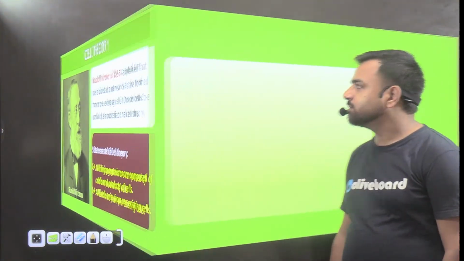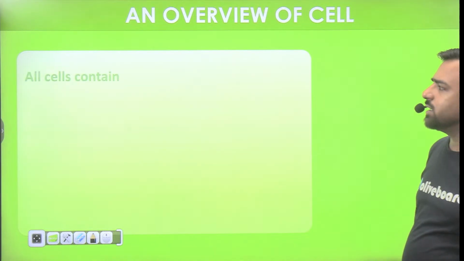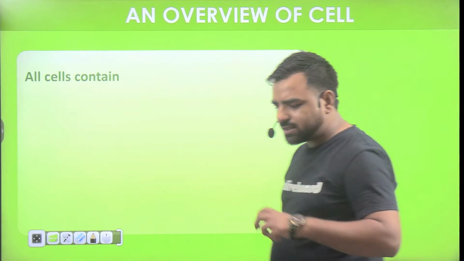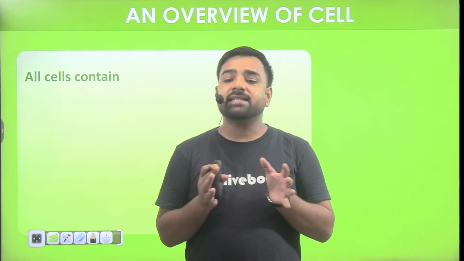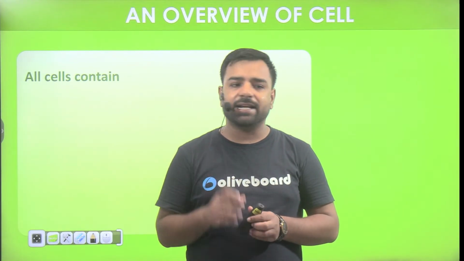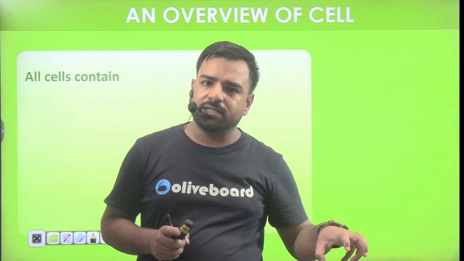Now proceeding further. Guys, if I talk about the overview of the cell, the cell contains what? There's a liquid structure in the cell. What is its name? That is cytoplasm. Cytoplasm is the liquid part which is actually present in the cell.